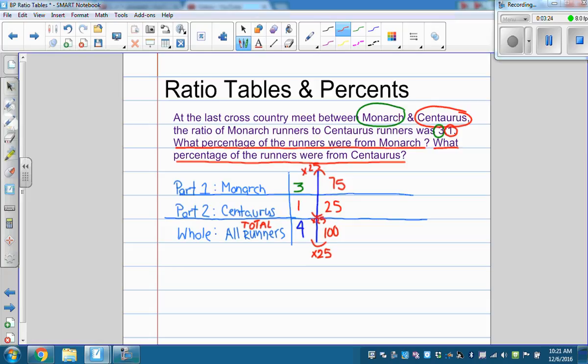So to answer the question, 75% were Monarch runners. And 25% were Centaurus runners.